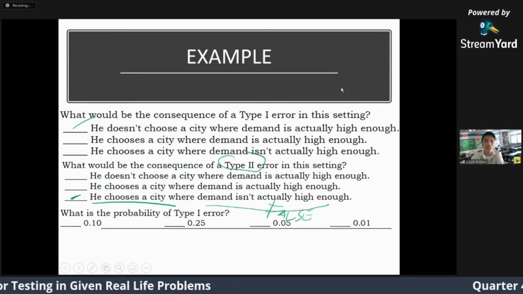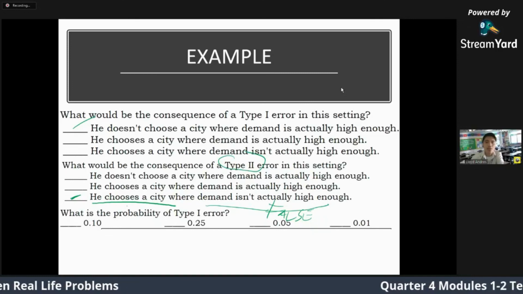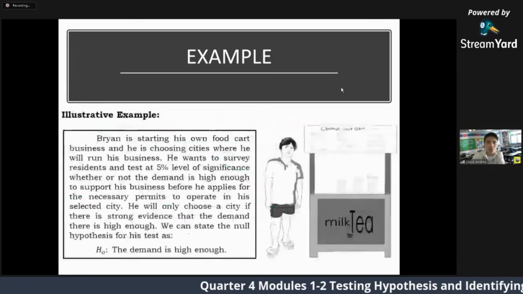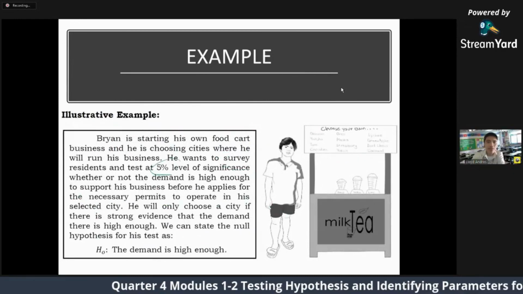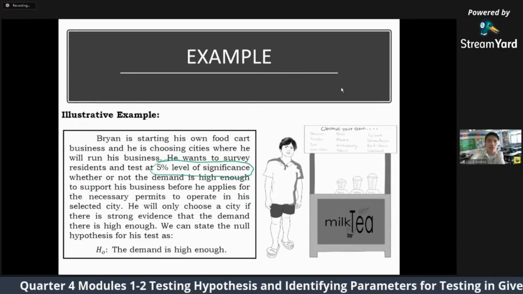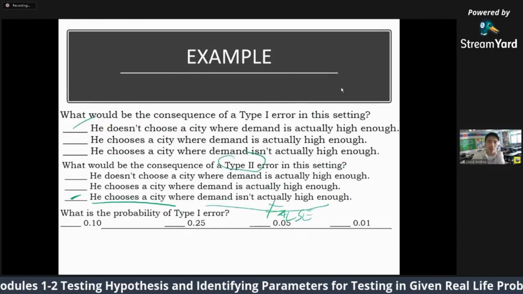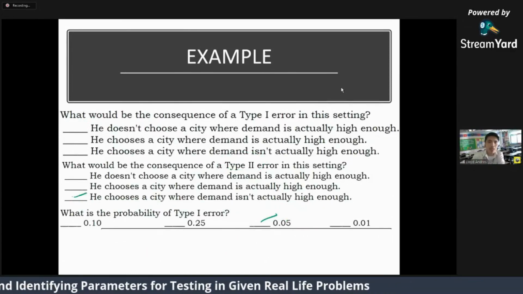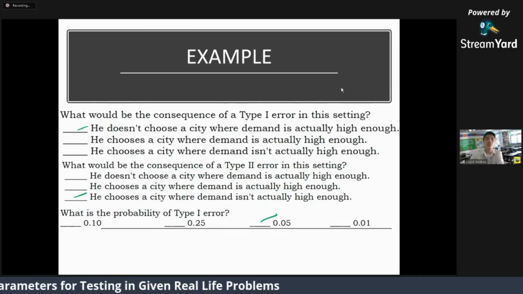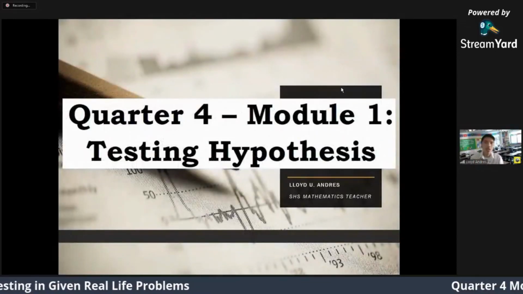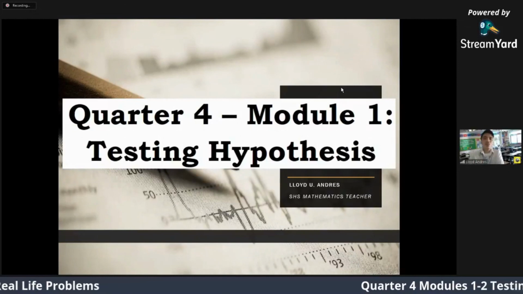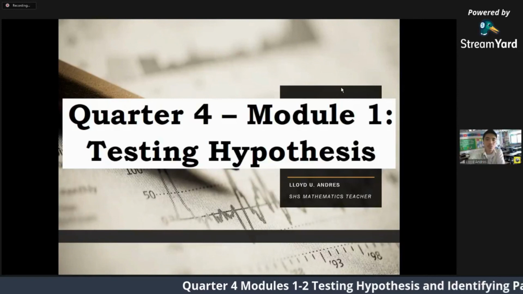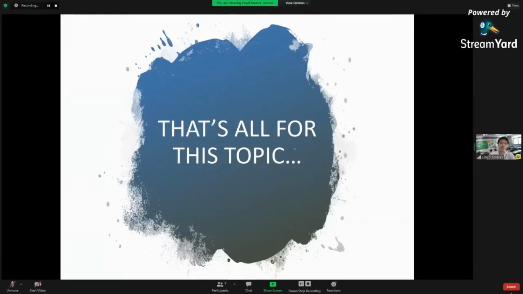And lastly, what is the probability of a type 1 error? It was given in the problem. The level of significance is actually your type 1 error probability. So, 0.05. Those are the answers. So, that's all about Module 1, Testing Hypothesis. Thank you and see you next session.